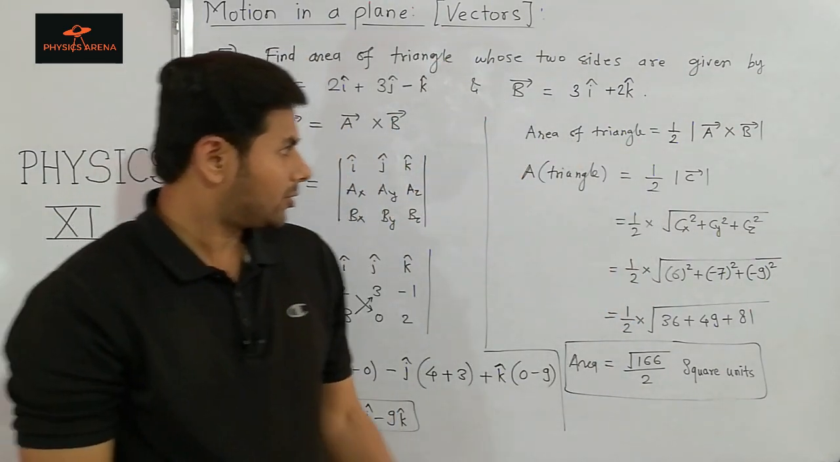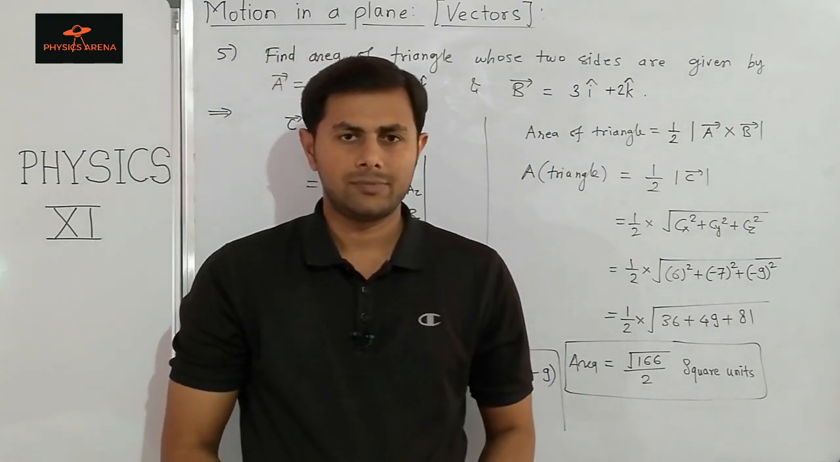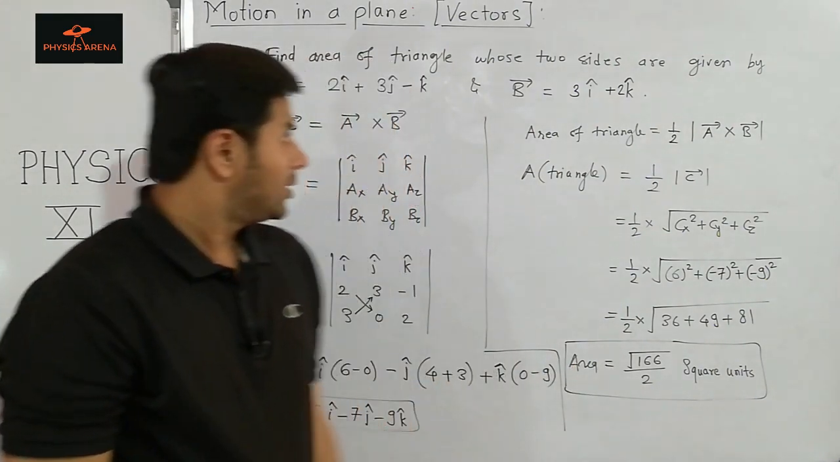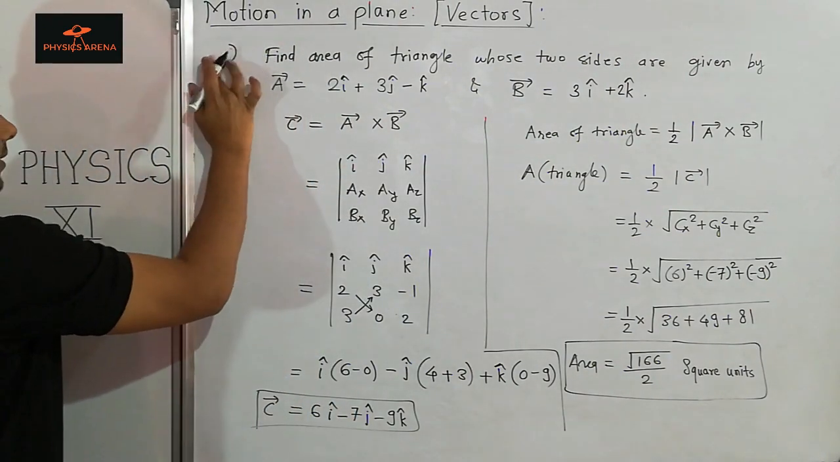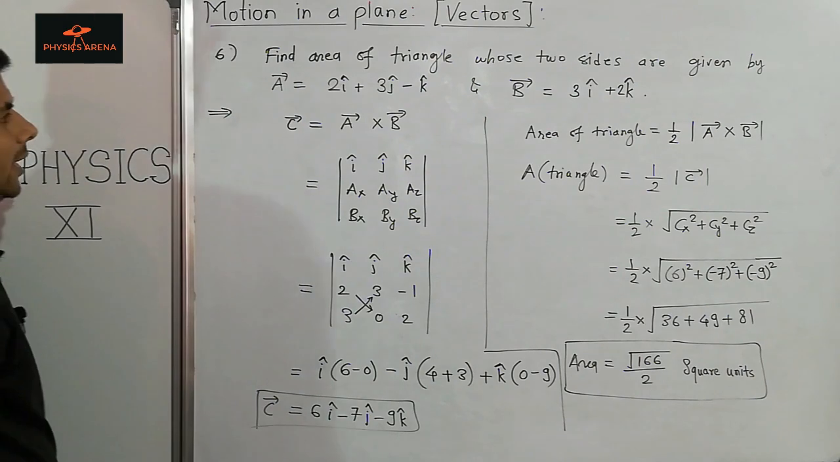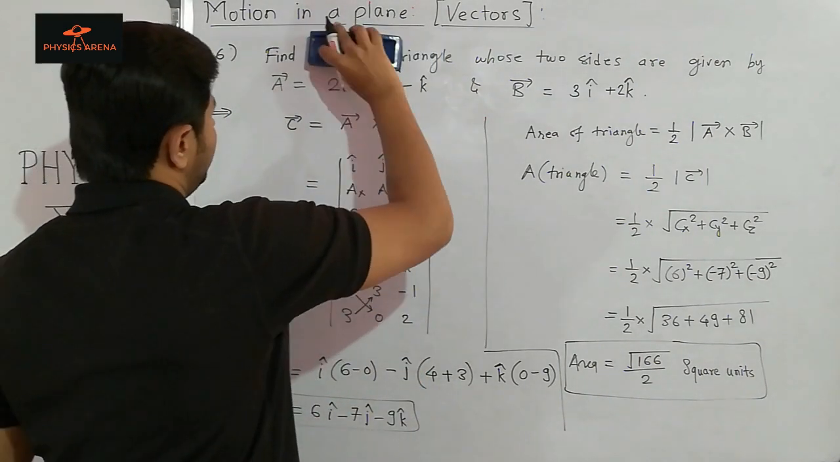Okay, so area of triangle will be this. Now let me change this problem. So we'll see problem number 6, and we'll take same a bar and b bar.